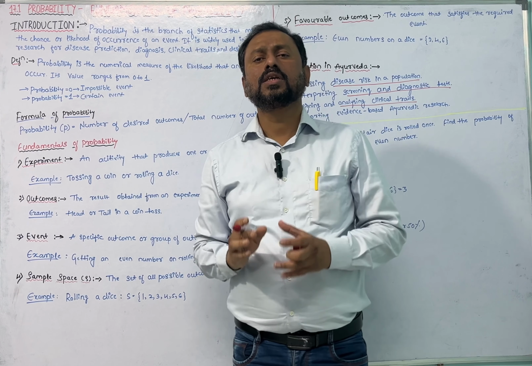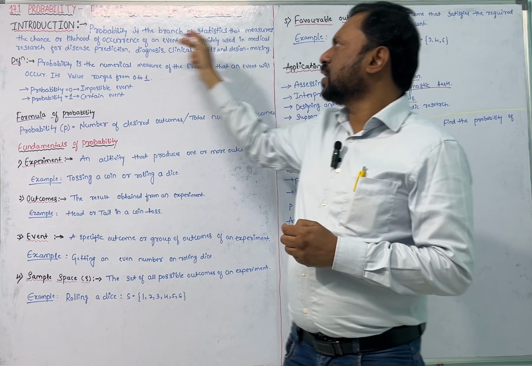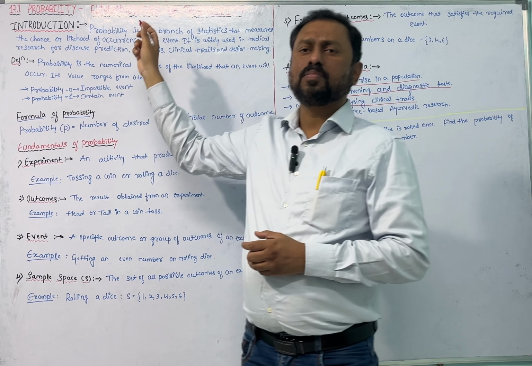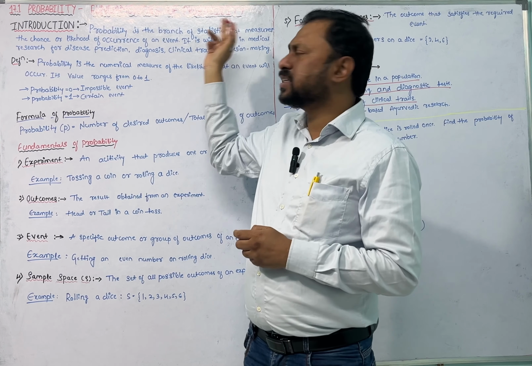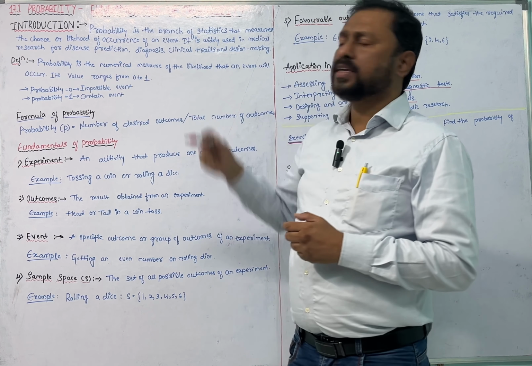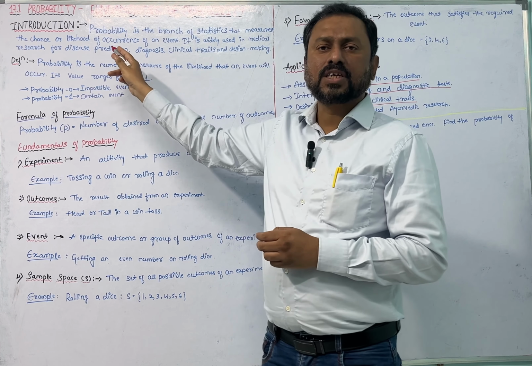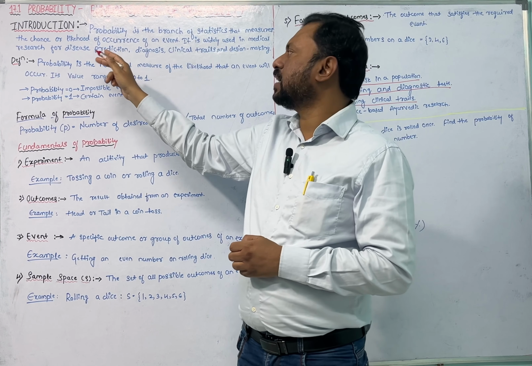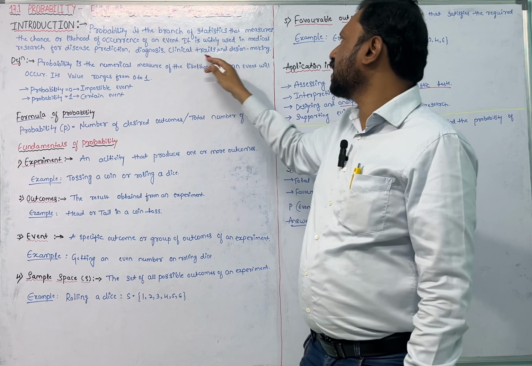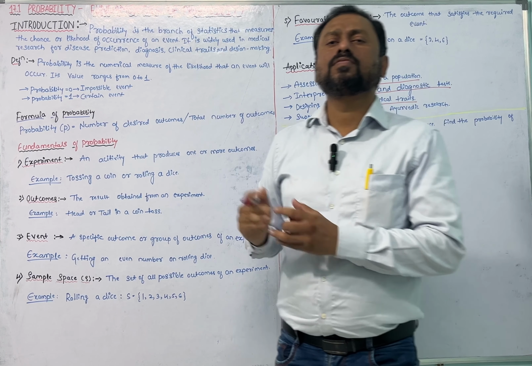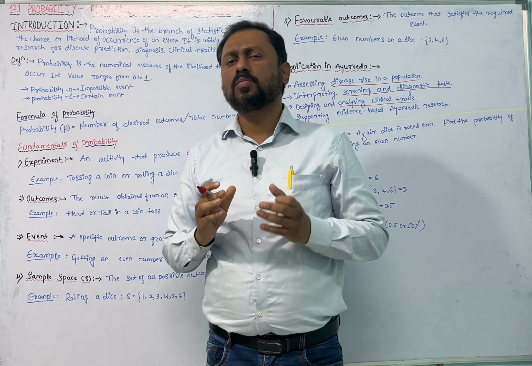First of all, introduction: what is probability? It is a branch of statistics that measures the chance or likelihood. Here we are measuring the chance or likelihood of occurrence of events, and it is widely used in medical research for disease prediction. Why are we using it in the medical field as well as in Ayurveda? Because for disease prediction, diagnosis of disease, clinical trials, and decision making, we are using probability. The next one is the definition of probability.